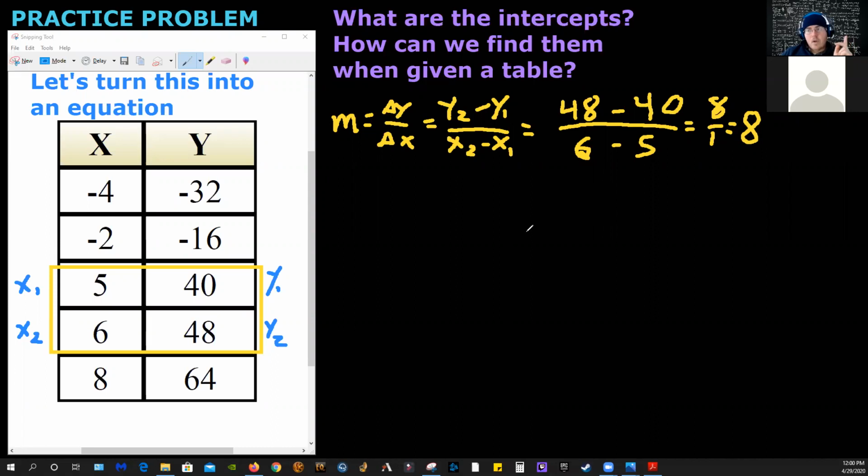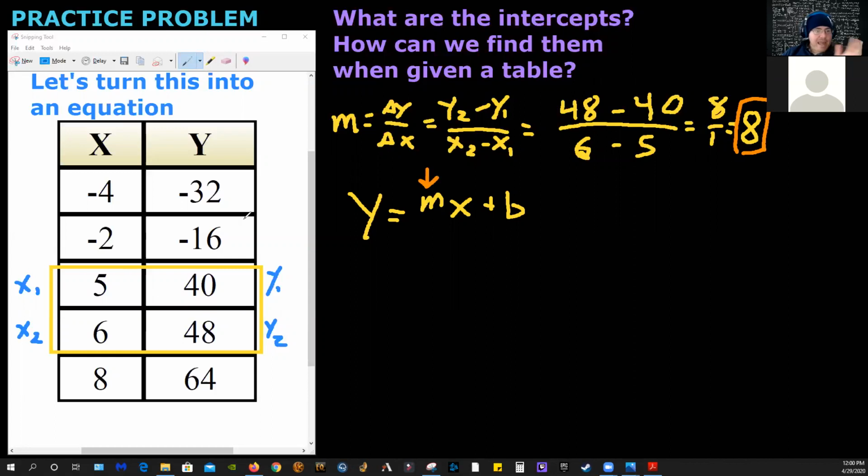Now, I guess we can find the y-intercept kind of early on in this process. So if I'm just going to use slope-intercept form, that's y equals mx plus b. And b is our y-intercept. So what we're going to do, we're going to take this 8, and we're going to plug it in for m because that's our slope.